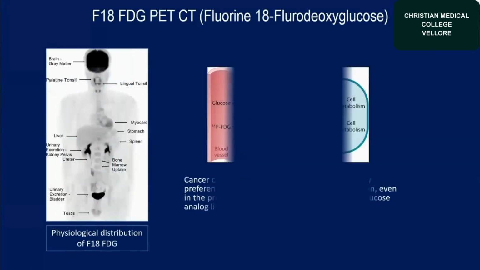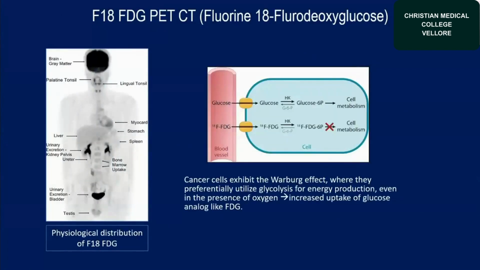So just briefly on the mechanism of uptake, we know that all cancer cells exhibit the Warburg effect, where they preferentially utilize glycolysis for energy production, even in the presence of oxygen, and that leads to increased uptake of glucose. So when we use F18 FDG, which is a glucose analog, it gets phosphorylated within the cell, but however gets trapped and does not undergo further cell metabolism. So it is accumulated in these cells of lymphoma. And on the left is the physiological distribution of F18 FDG.